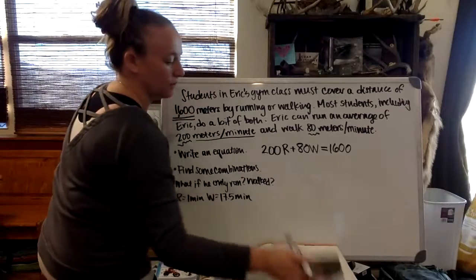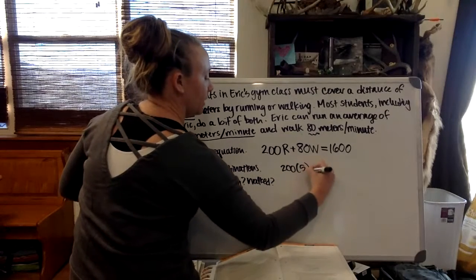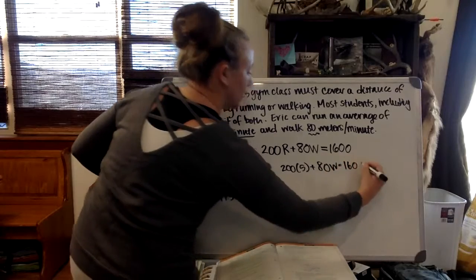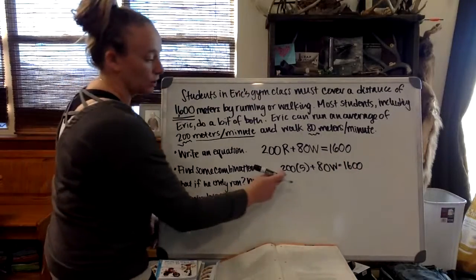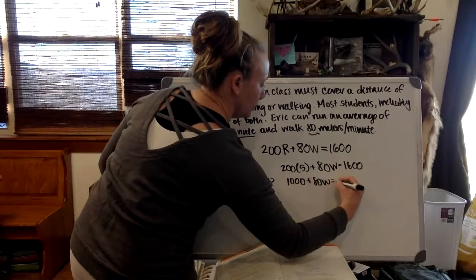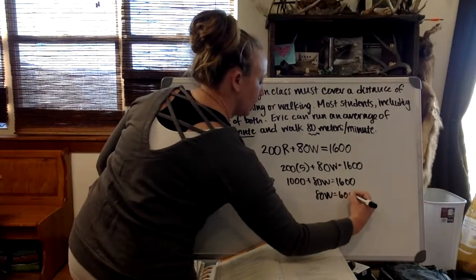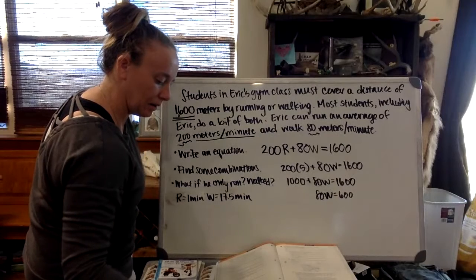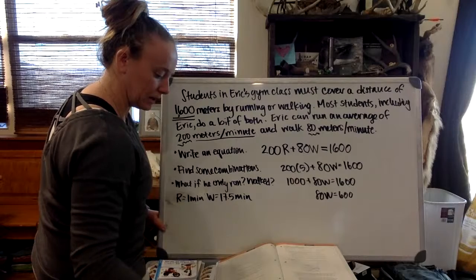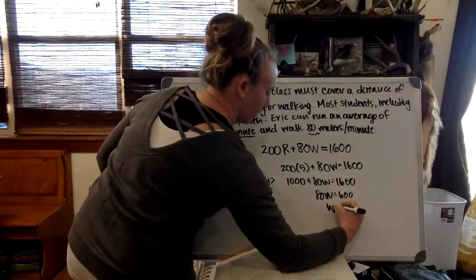What if he runs for 5 minutes, right? 200 times a 5-minute run plus 80 times W is equal to 1,600. What is that going to get me? So 200 times 5 is 1,000, plus 80W is equal to 1,600. That means I have 80W is equal to 600. 600 divided by 80 is, wow, I just did that wrong. 600 divided by 80 is 7.5.